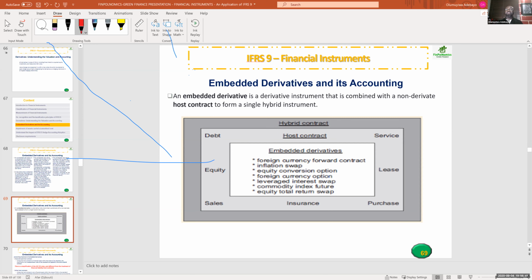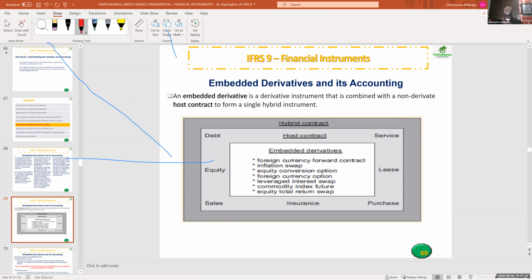Now, practical examples of a host contract could be a debt security on its own, an equity investment on its own, a service contract on its own, a lease agreement on its own, a purchase contract or a firm commitment on its own, or an insurance contract on its own. But we also know that we have derivatives, which come in the form of forwards, swaps, options, and futures. Even though we can customize them, there are still customizations of derivatives in terms of exotic options, writing options on swaps, writing options on futures, writing options on options, and things like that.